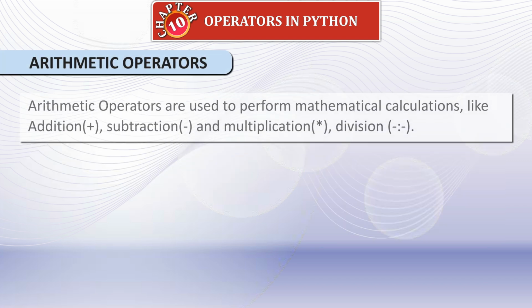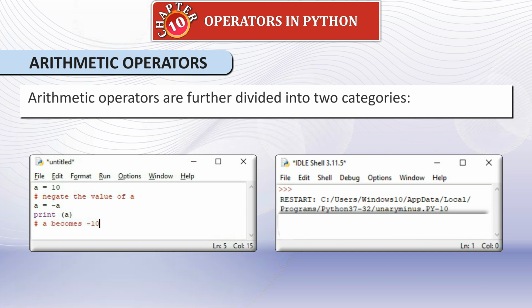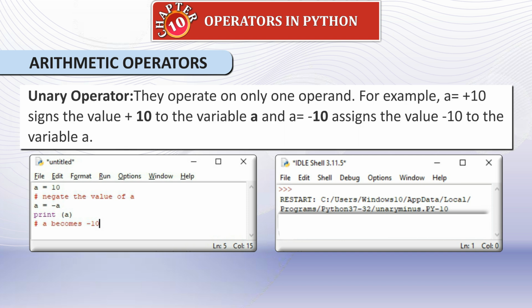Arithmetic operators. Arithmetic operators are used to perform mathematical calculations like addition, subtraction, multiplication, and division. Arithmetic operators are further divided into two categories. Unary operator: they operate on only one operand. For example, a = +10 assigns the value +10 to the variable a, and a = -10 assigns the value -10 to the variable a.